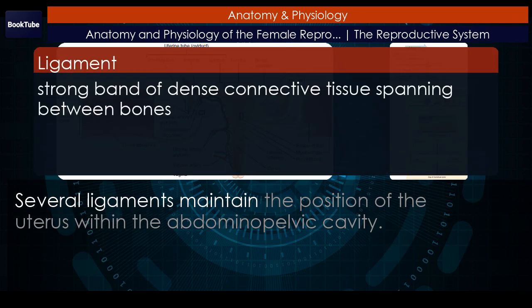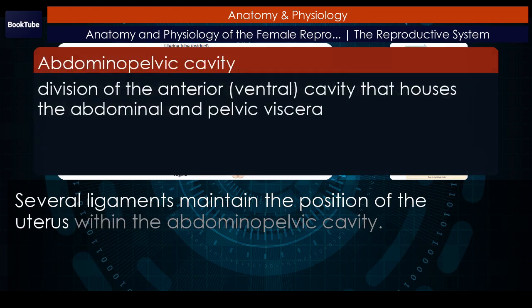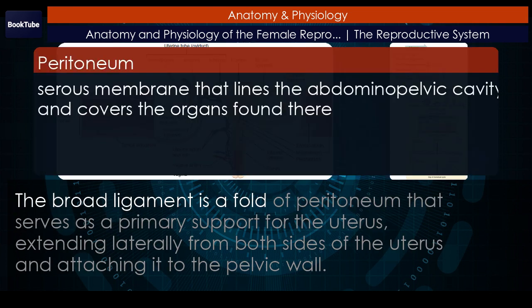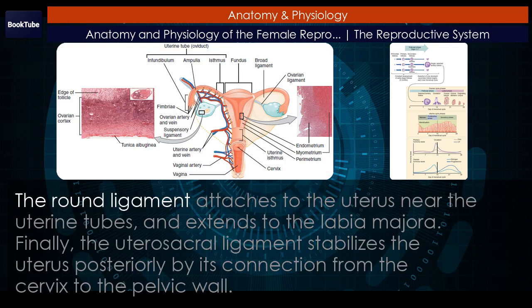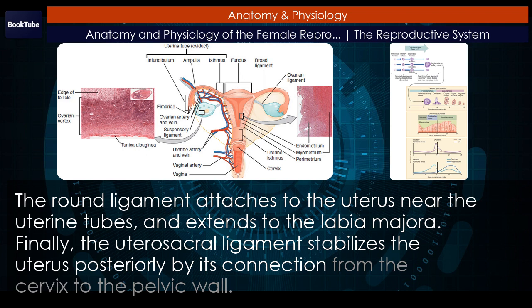Several ligaments maintain the position of the uterus within the abdominopelvic cavity. The broad ligament is a fold of peritoneum that serves as a primary support for the uterus, extending laterally from both sides of the uterus and attaching it to the pelvic wall. The round ligament attaches to the uterus near the uterine tubes and extends to the labia majora. Finally, the uterosacral ligament stabilizes the uterus posteriorly by its connection from the cervix to the pelvic wall.